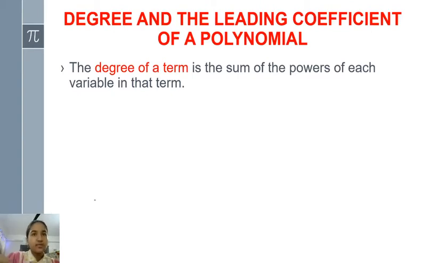Let us take 7xy squared. In this, what is the degree of this term? Did you guess? Yes, the degree of the term is 3. Why? Because x is to the power of 1, so we have to add the powers. So 3 is the degree.